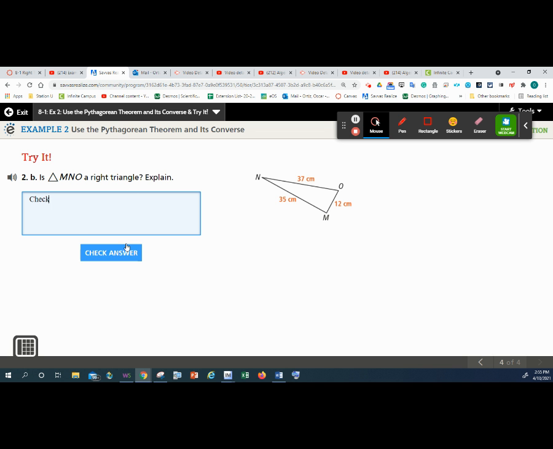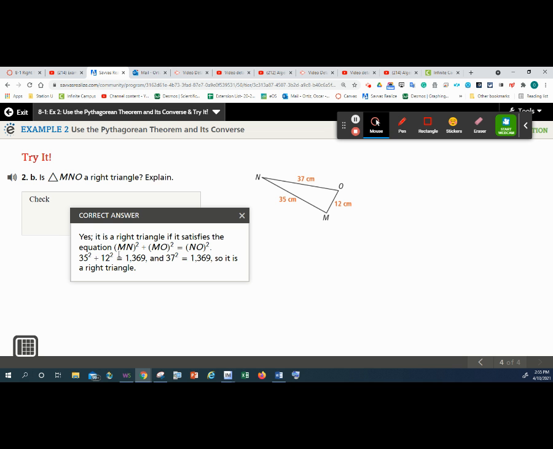The calculator basically will tell you the answer. And in this case, yes, it is, because 35 to the second power plus 12 to the second power, in fact, is the same as 37 to the second power. So it is a right triangle.